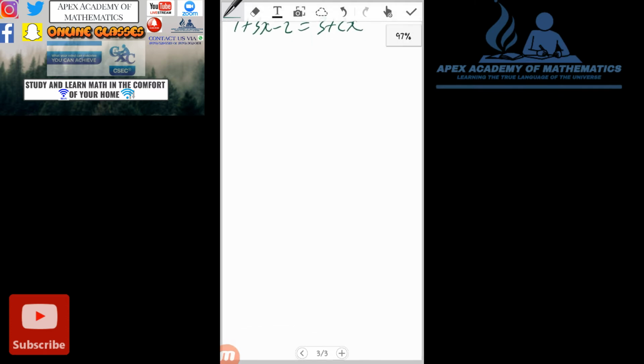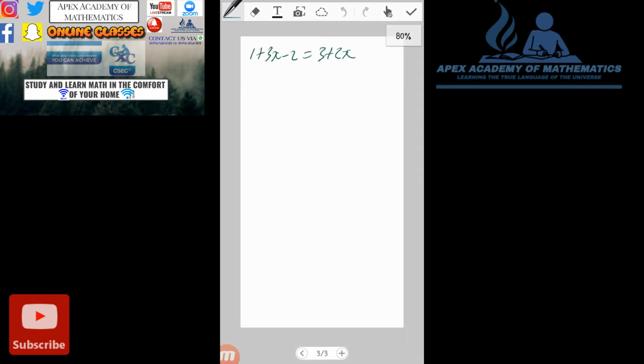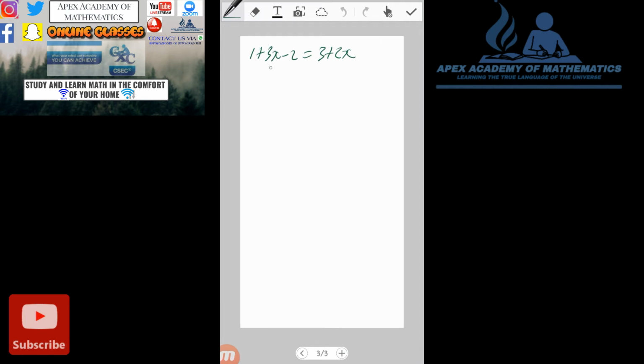So to solve this equation, all we have to do is get the x's on one side and the numbers on the other side. We have 3x already over here. We're going to bring this 2x over here, so we have minus 2x, and we're going to be equating this to 3 is over here. We're going to bring this minus 2, and it's going to become positive 2, and we're going to bring this positive 1, and it's going to become minus 1.